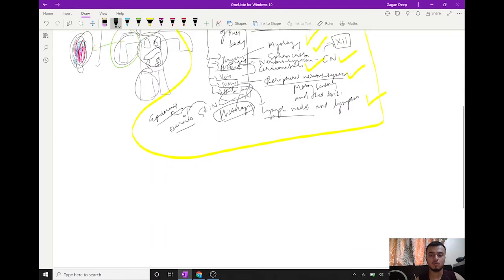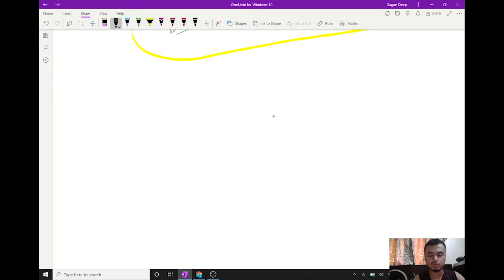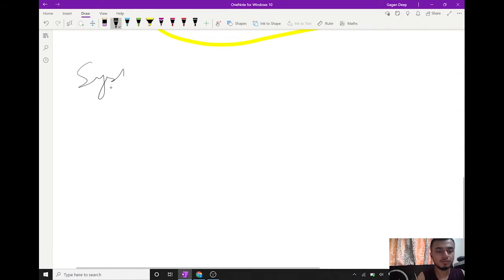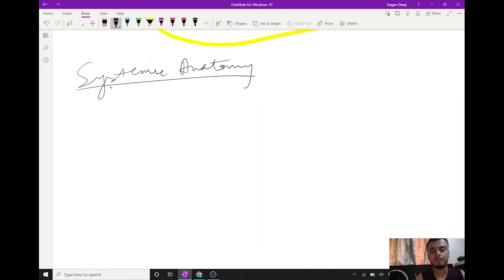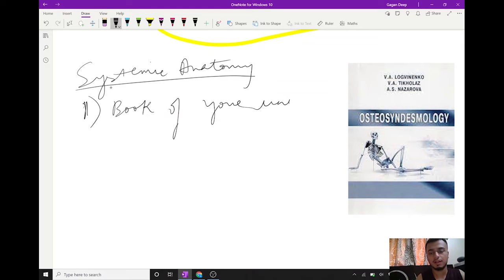osteosyndesmology. Now, what are the sources which you can use to study osteosyndesmology? Now, if you are studying MBBS abroad and you are an Indian student, so I presume that you are studying in the way of systemic anatomy. Let me zoom. Systemic anatomy. So this is without a choice your way of studying. Now you may have a book of your university, like I am studying in Vinnytsia National Medical University, so I have a book known as Osteosyndesmology, provided by the university.